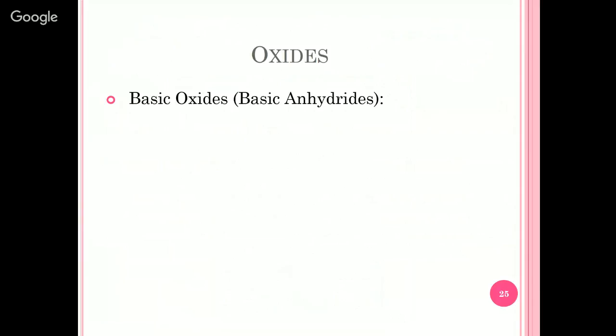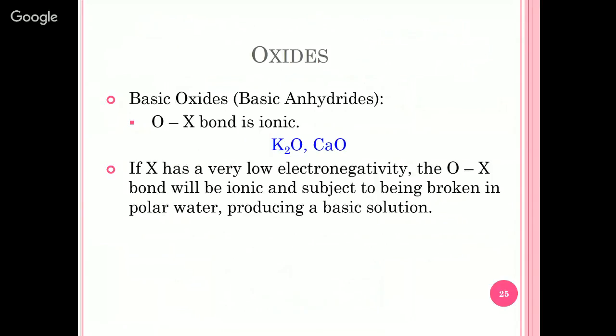So basic oxides or basic anhydrides, you're looking at an ionic bond. So potassium oxide, calcium oxide, sodium oxide, etc. So we're looking at group 1, group 2 metals. We can also look at transition metals that can form bases. They're just not very soluble. So what we're looking at is we want a low electronegativity with this O-X bond. So it's ionic. It's subject to be broken apart in polar water, which can then produce a basic solution. And the oxygen then will actually hook up with a proton.